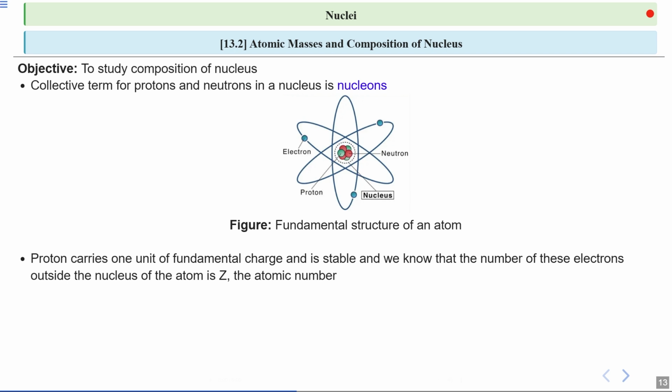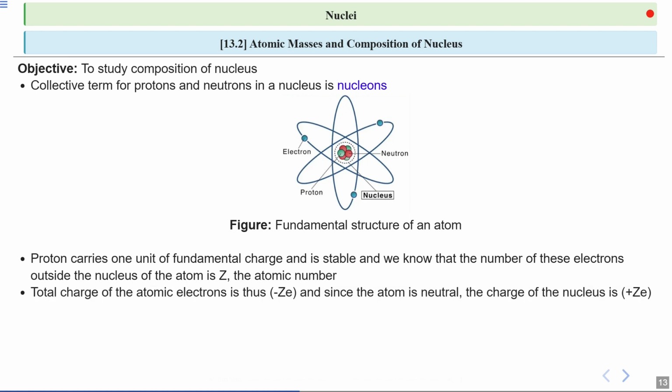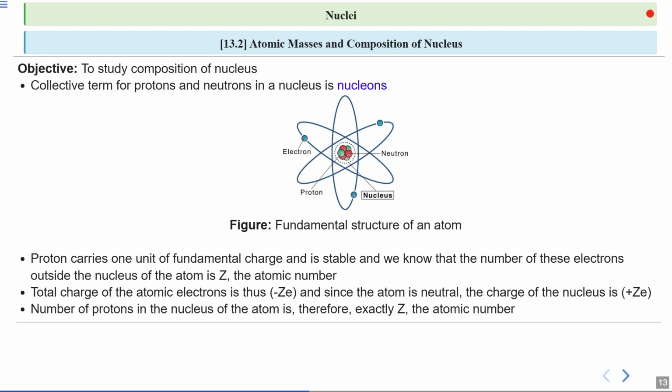A proton carries 1 unit of fundamental charge and is stable, and we know that the number of electrons outside the nucleus of the atom is Z, the atomic number. If we add up the charges, the total charge from all the electrons is negative Z times E, that is -ZE, where E is the elementary charge. Since atoms are neutral overall, the nucleus must have a total charge of +ZE to balance out the charge of electrons. So the number of protons in the nucleus is exactly Z, which is the atomic number. This means the atomic number not only tells how many protons are in the nucleus, but also determines the identity of the element.